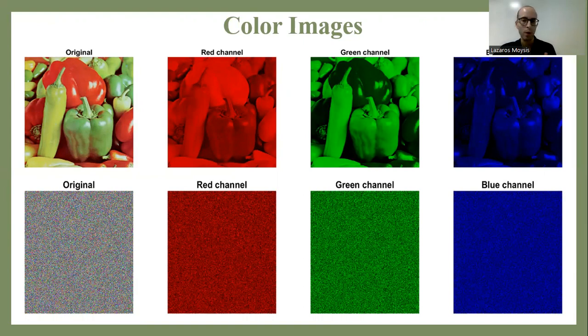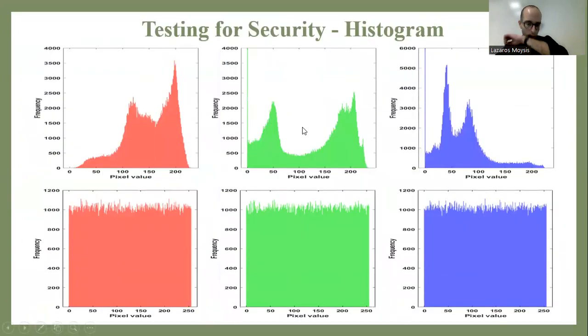And you see on the bottom the encrypted versions of the red, green, blue channels, as well as the original combined channels, right? And the approach through histogram analysis again is the same. The only difference is that in color images we study the histogram of all three channels. Okay. So in the original image, the histogram in all three channels was non-uniform, but in the encrypted images that I'm showing on the bottom, all three channels of the encrypted image are uniform.